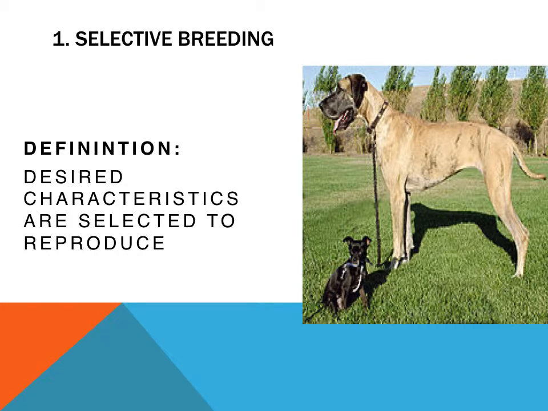So if you look at the picture, how are that little dog and that big dog related? They're both dogs, and they both come from the family of wolves. They're the same species, but they are very different because they have been selectively bred. So that means that the tall dog's parents were tall, and the little dog's parents were little for many, many generations.